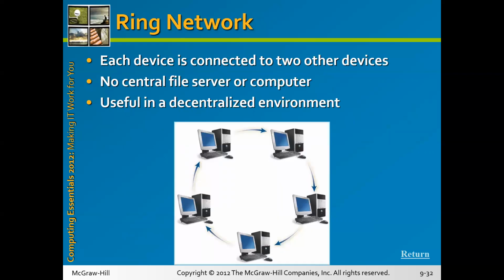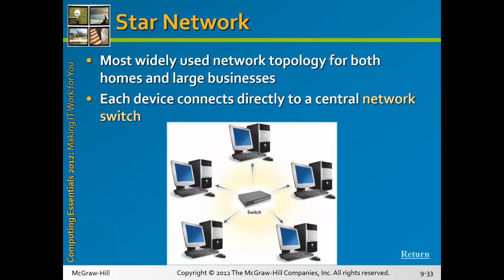A ring network. Each device is connected to two other devices, forming a ring. No central file server or computer. Messages pass around the ring until they reach the correct destination. Often used to link mainframes, especially over wide geographical areas. Useful in decentralized organizations. Makes possible a distributed data processing system. Computers can perform processing tasks on their own, and can also share programs, data, and other resources. Star network.